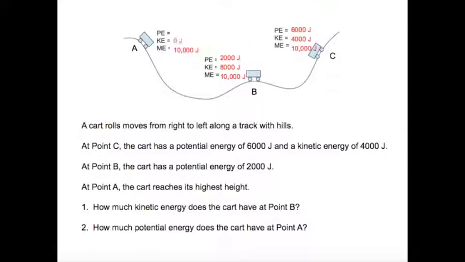The next part is talking about the potential energy at point A. What we have to realize is at point A, the cart reaches its highest height. What that means is the kinetic energy is 0. At the highest height, the kinetic energy is going to be 0 because the velocity is 0 at the highest height. Then we use those two values to figure out what the potential energy is. We think, what plus 0 gives us 10,000 joules? The answer is 10,000 joules. So the potential energy at the highest point is 10,000 joules.